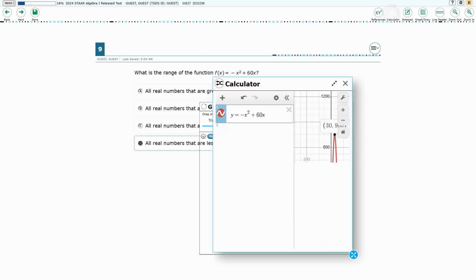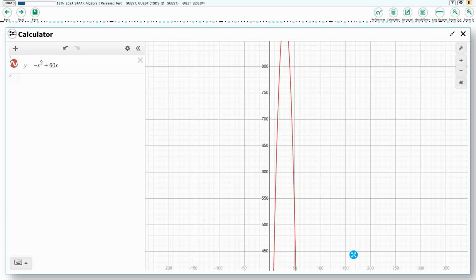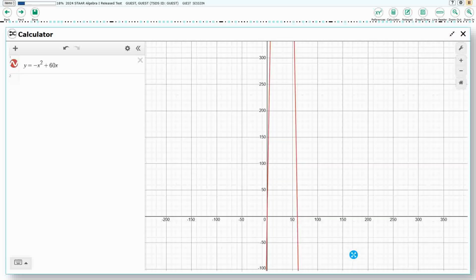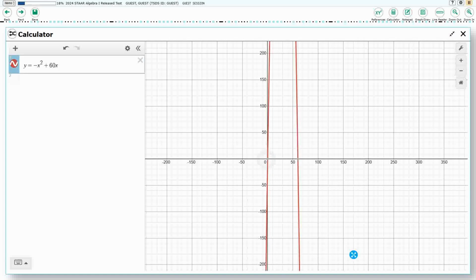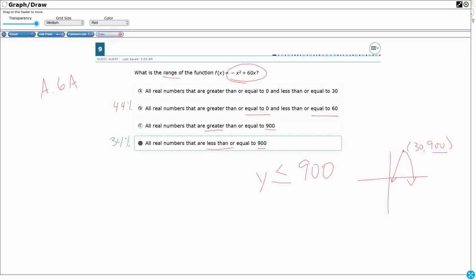Well, let's open up our calculator back again. And let's look for 0 and 60. And what we're going to find here is those. So it goes through the origin right there, 0, 0. And it goes through 60, 0. Those are the x-intercepts. So for some reason, we had a group of students that thought that the x-intercepts meant the range. So that's a confusion for me.